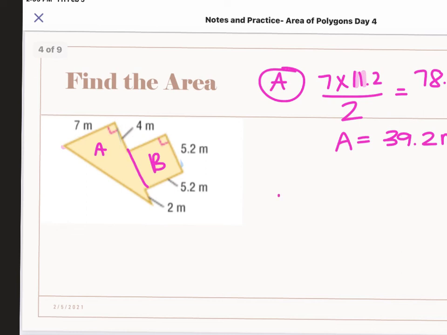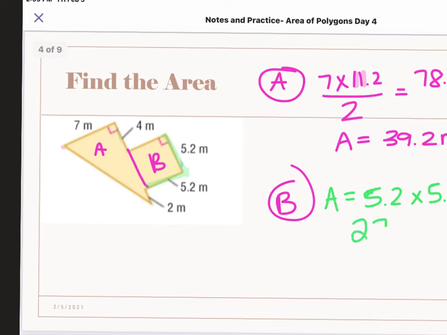All right, let's take a close look at B now. We're going to do base times height again. This is actually a square, so we're just going to find the area, 5.2 times 5.2, which is going to give you 27.04, or 27 400ths. And it's going to be, again, meters squared.